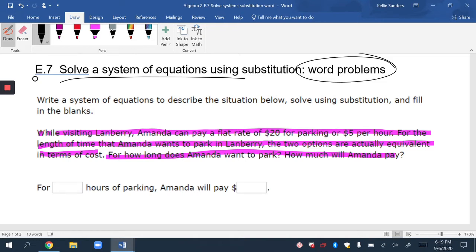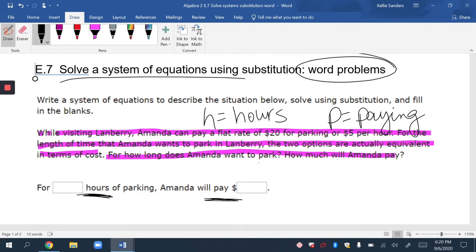So we have parking and we have paying. So for word problems, you are going to use variables or letters to be able to work the problem out. Now, in this problem, we are talking about hours and paying. So I am going to use H for hours and P for paying.